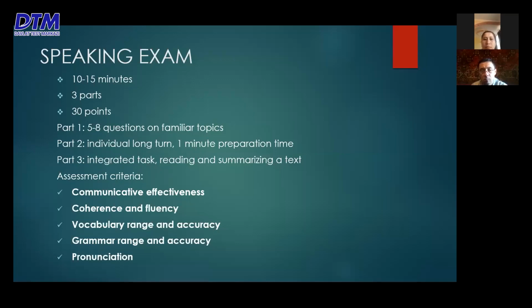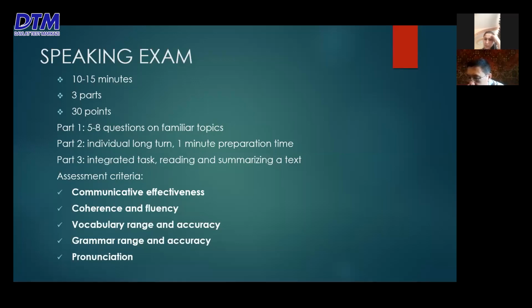And part 2 is an individual long turn. Because you'll be given a topic by the examiner, and you have to think about this topic for about 1 minute, and you can make some notes if you wish. And after a minute, the examiner will tell you to start. And you have to speak for 2 minutes.